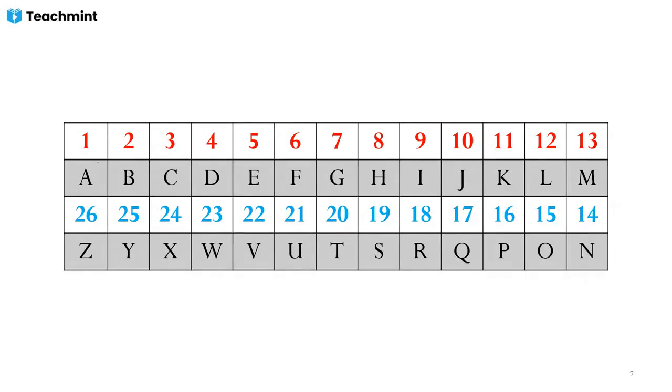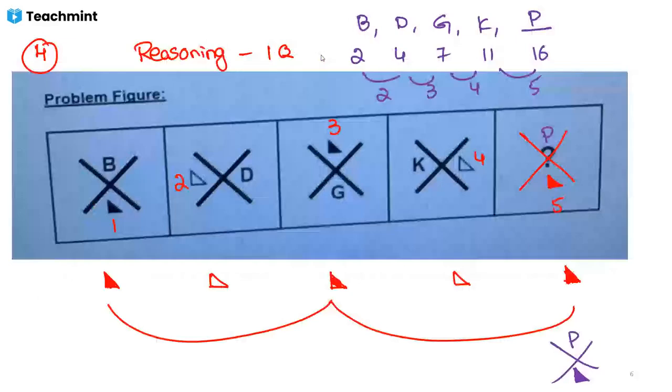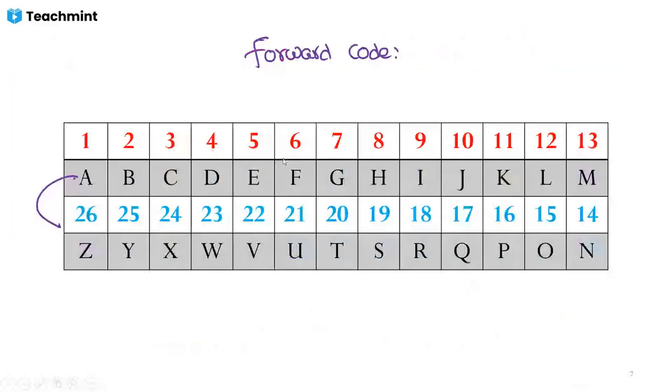There is one more thing. A reverse code is this. There are two things called forward code and reverse code. This is important for coding and decoding. In letter series, you can expect a letter series question. You can expect a coding and decoding question, and you can expect a diagram like this. Here also, each letter value is required.